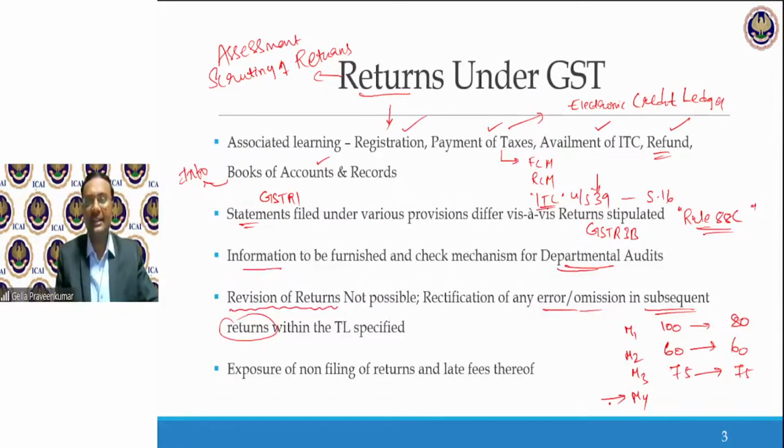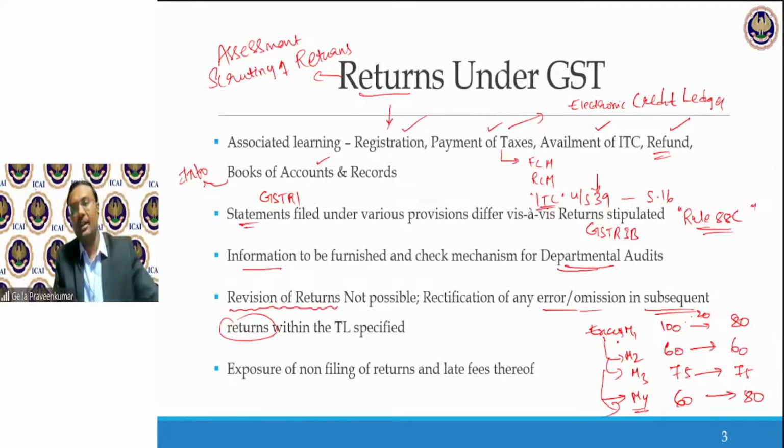In month 4, I have realized that when I was doing a scrutiny, instead of 100 rupees, I had erroneously reported only 80 rupees. So the gap of 20, I can rectify in month 4. My actual turnover for month 4 is assumed to be 60 rupees. I can report 80 rupees, the gap which was there in my month number 4. Similarly, if I paid any excess tax, I can offset this excess tax or pay lesser tax in any of the subsequent months. This is where provisions of rectification are possible in a return.